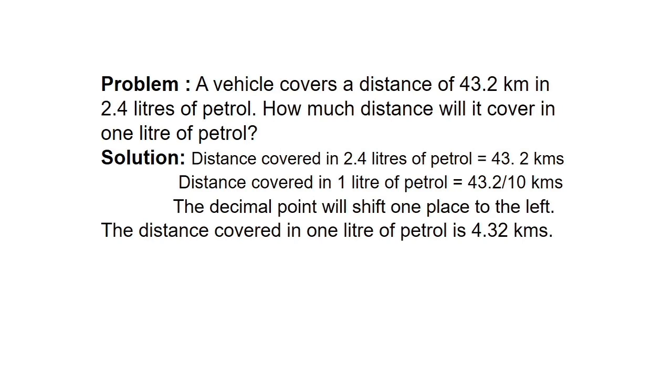Problem. A vehicle covers a distance of 43.2 km in 2.4 liters of petrol. How much distance will it cover in 1 liter of petrol? Given things are: distance covered in 2.4 liters of petrol is equal to 43.2 kilometers. Distance covered in 1 liter of petrol will be 43.2 divided by 10 kilometers. The decimal point will shift one place to the left. The distance covered in 1 liter of petrol is 4.32 kilometers.